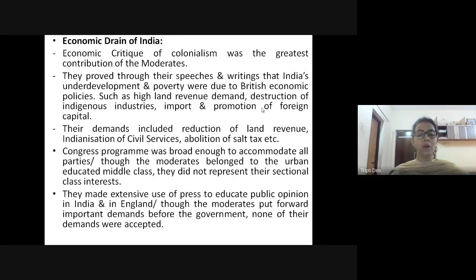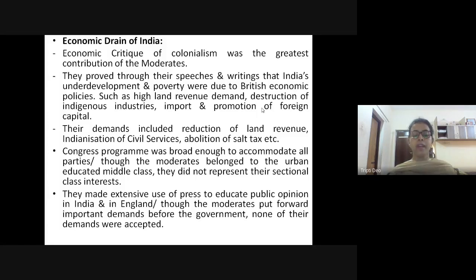Though the moderates belonged to the urban educated middle class, they did not represent their sectional interests, right? So you have to remember, don't compare the Congress of that point of time to the Congress of today. In 1885, when the Indian National Congress was formed, it was the only party. In fact, it was the only political group at that point of time in India. As in my third point on the slide, the Congress program was broad enough to accommodate all parties. So it was a different kind of Congress.